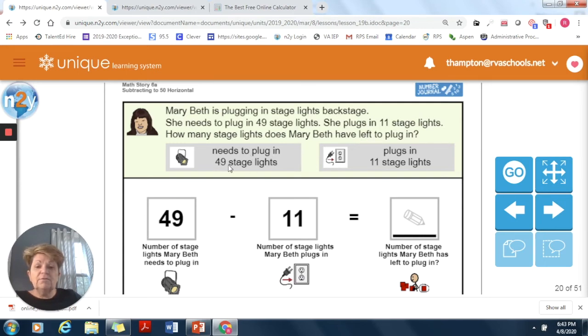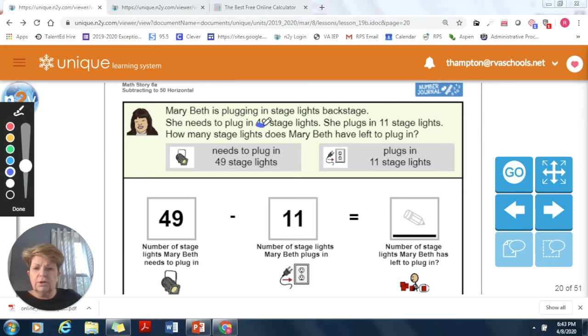Needs to plug in 49 stage lights and plugs in 11 stage lights. So let's see if we can use our pen here to underline our important words. We know that 49 is important, right? And we know that 11 is important. And then we know that our most important words are have left, okay?